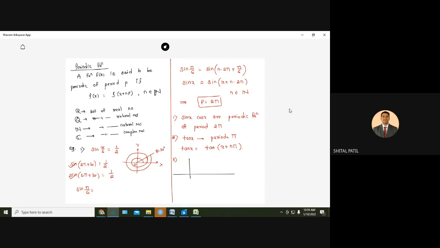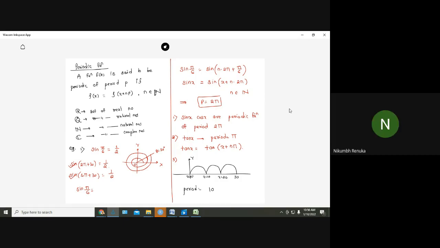Write the next example. We have a graph like this. Some time ago I had drawn it. Say x equal to 0, x equal to 10, x equal to 20, x equal to 30. What is the period? Period is equal to 10.